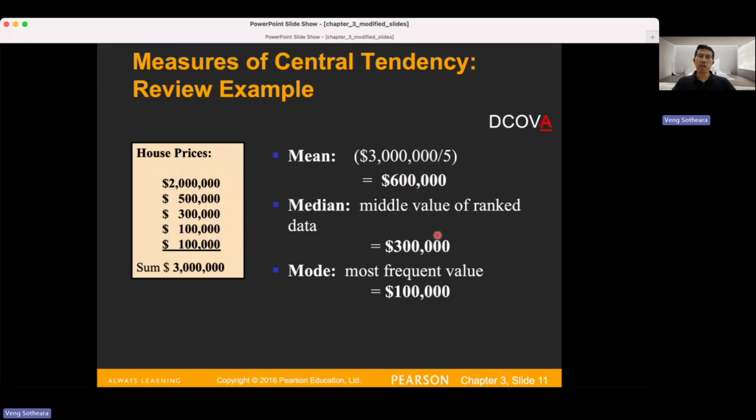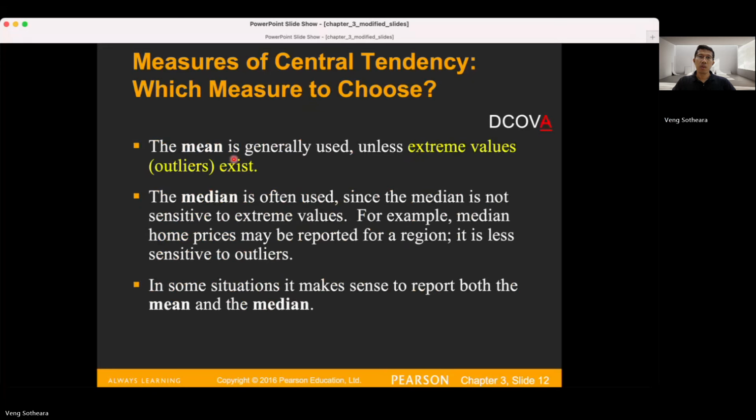So when it comes to real practice, you have two choices, to use the mean or median, up to you. But make sure that if there is an outlier, the mean is not appropriate. As I said, the mean is generally used unless extreme value or outlier exist. The median is often used because it is not sensitive to extreme value. For example, the median home price may be reported for a region, which is less sensitive to outlier. In some situations, it makes sense to report both the mean and the median.